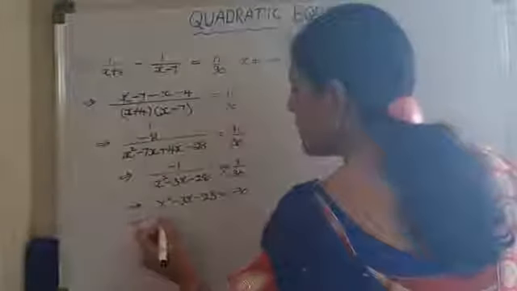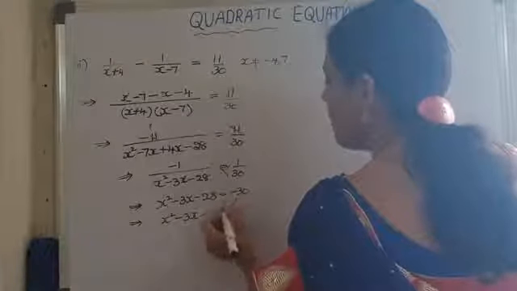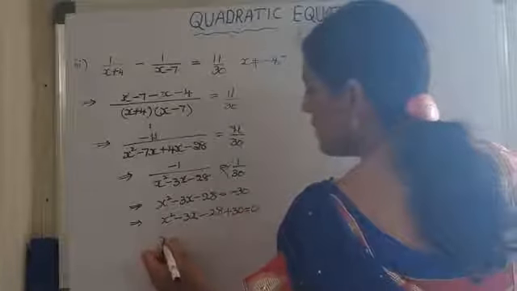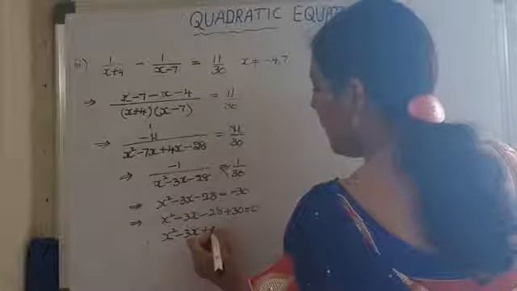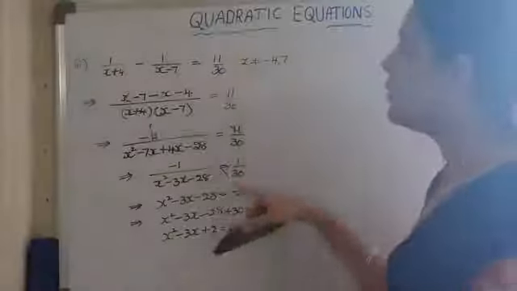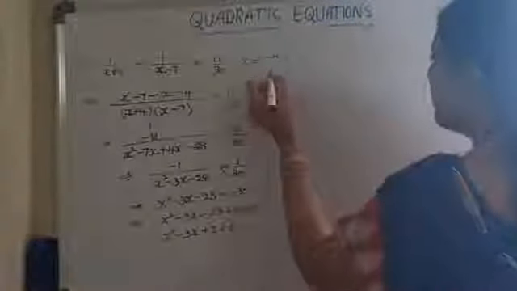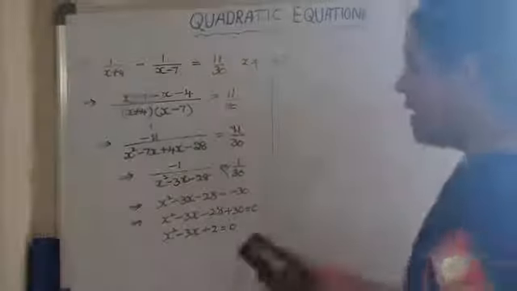Next step, x square minus 3x minus 28. As this minus 30 transposed into the LHS becomes plus 30 is equal to 0. Therefore, x square minus 3x plus 2 is equal to 0. Now this is the quadratic equation. First, what we have done here is convert the given equation into the form of a quadratic equation. Now we will continue. Here we can use the factorization method for this. Easily we can solve this. So x square minus 3x plus 2 is equal to 0.